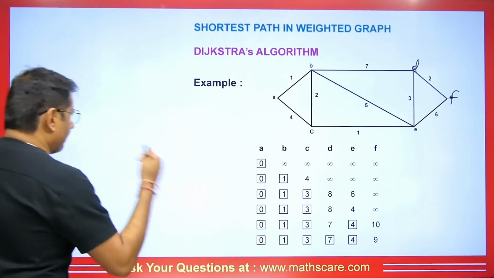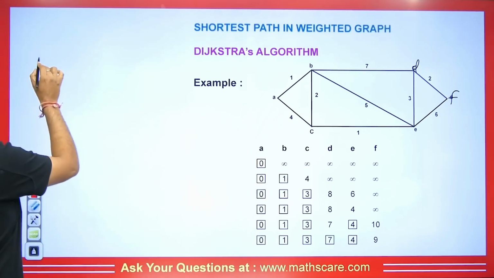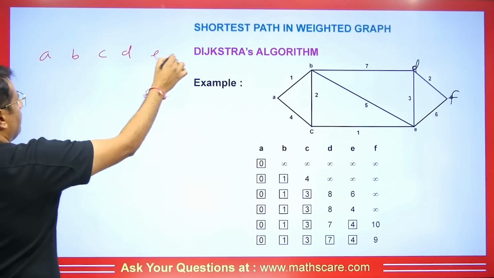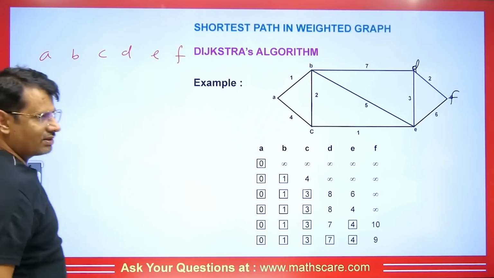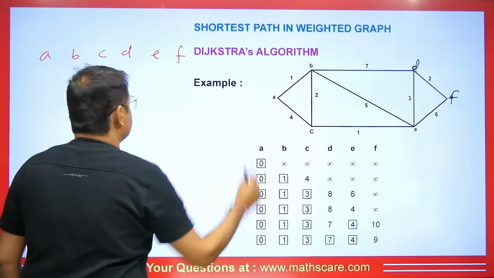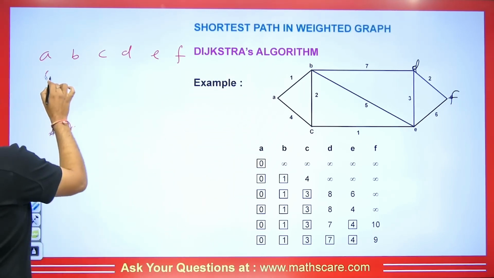First, we'll talk about the path, right? Then we'll talk about the distance. So here we will have A, B, C, D, E, F. Basically we will write all the vertices that we have in this. Okay, now we are starting from A, right? Now from A, what is its own distance? Its distance from itself is 0, right?